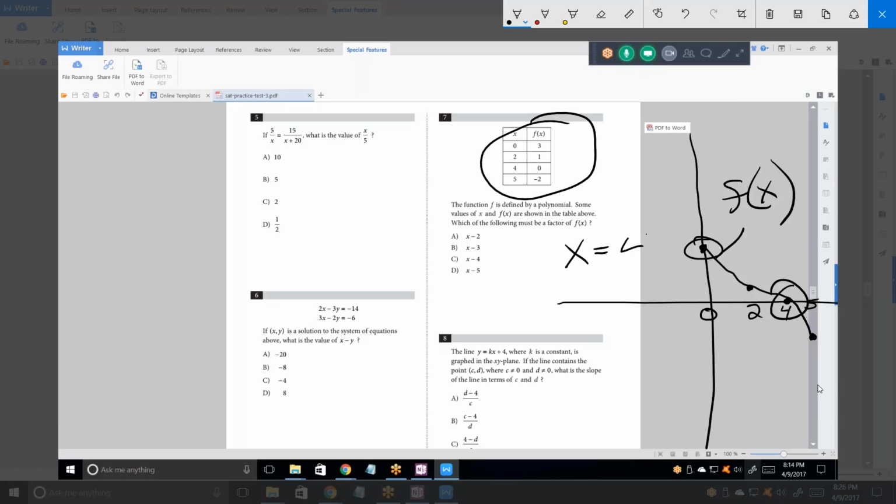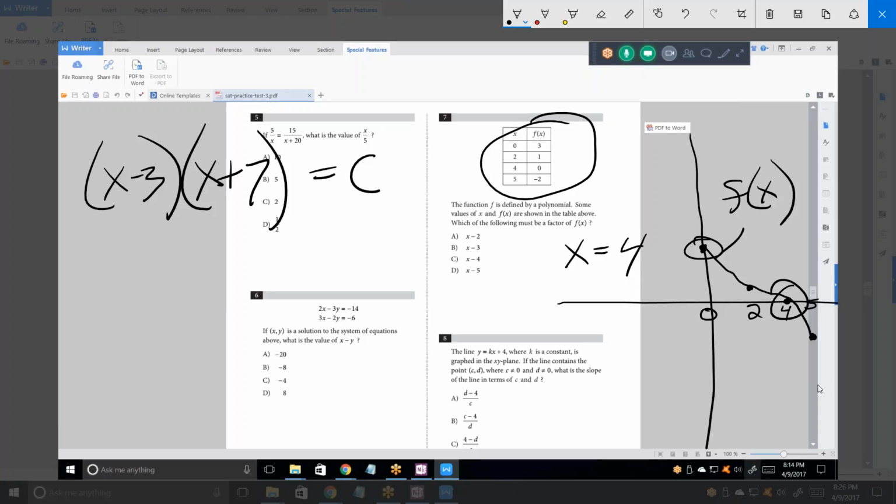If x equals 4 is one of the zeros, what is the factor? One of the factors. Let's go back here, over here on the left. I'm going to give you a problem: x minus 3 times x plus 7 equals 0. What are my two zeros? x equals 3, then x equals minus 7. Now, start with that. What's one of my factors?